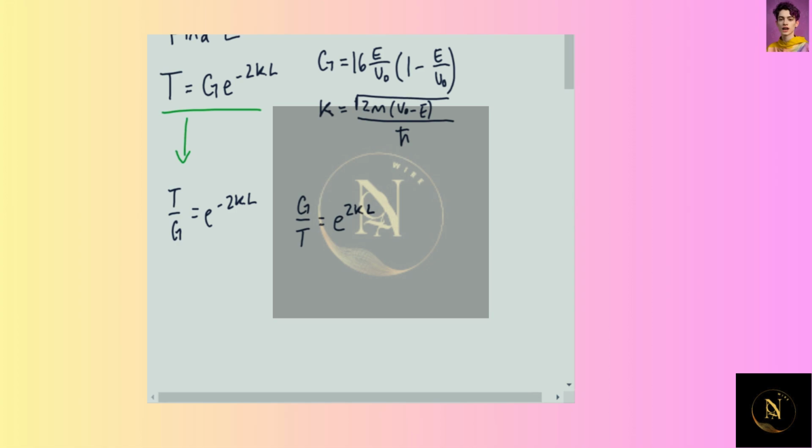So now, to solve for L, we can take the natural log of both sides. And we get natural log of G over T equals 2kL. And we can divide by 2k. So the width of our barrier is going to be equal to 1 over 2k times the natural log of G over T.